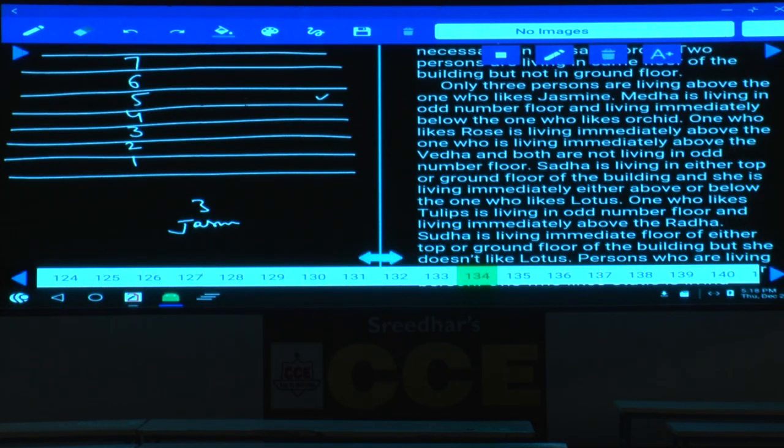Meda is living on an odd number floor and living immediately below the one who likes orchid. The one who likes rose is living immediately above the one who is living immediately above Veda, and both are not living on an odd number floor.